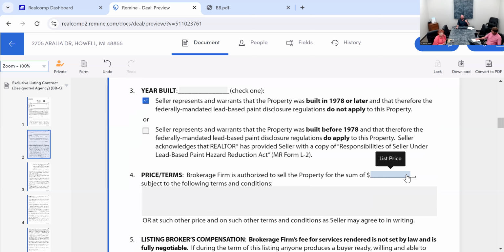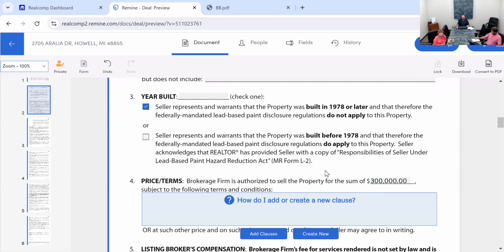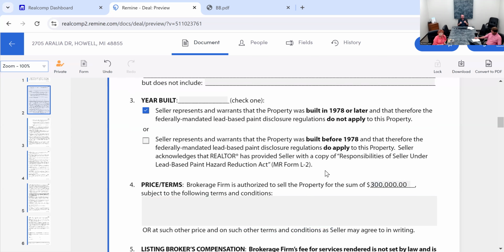So again, as I mentioned before, this contract is our offer to the general public. And so if we put in a price here of 300,000, then what the seller is agreeing to by signing this contract is that if we help them find a buyer who's willing to give them 300,000 and meet all the terms of this contract, we have done our job and we become entitled to a commission.